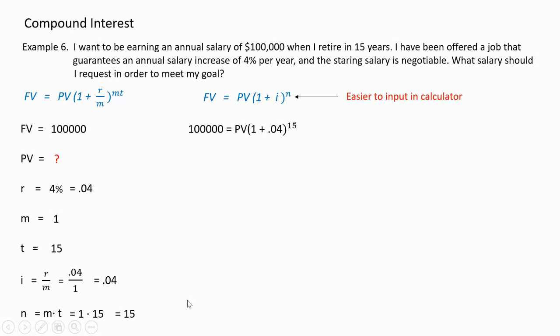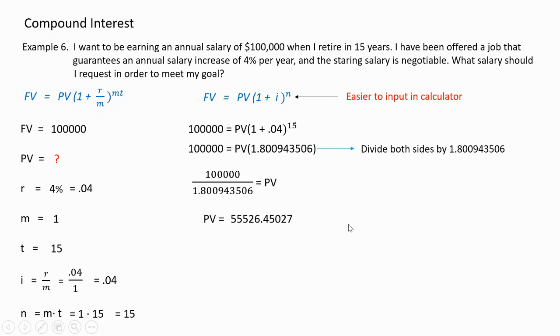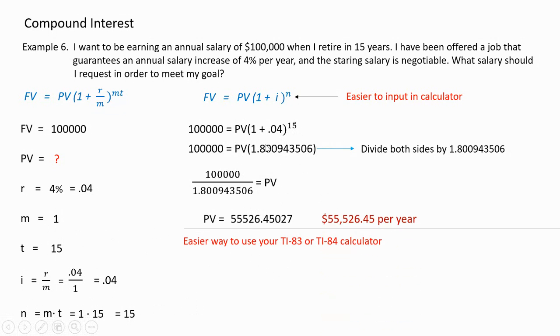So what we do is plug it in. I'm going to do what's in parentheses first. 1 plus 0.04 to the 50th power is going to give you 1.800943506. Then I'm going to divide both sides by 1.800943506. So we get the future value will be $55,526.45. Okay, now again, let's do it the easier way.